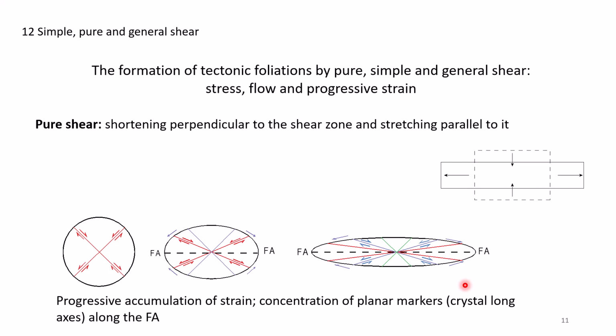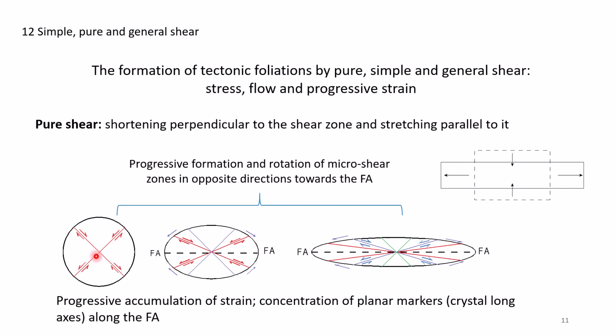So pure shear, we were saying, implies shortening perpendicular to the shear zone and stretching parallel to the shear zone, as indicated here from our reference square to our post-kinematic final product. So here we see a series of sketches of a reference circle that during progressive deformation deforms to a strain ellipse, and various markers that rotate and multiply during this progressive accumulation of strain.